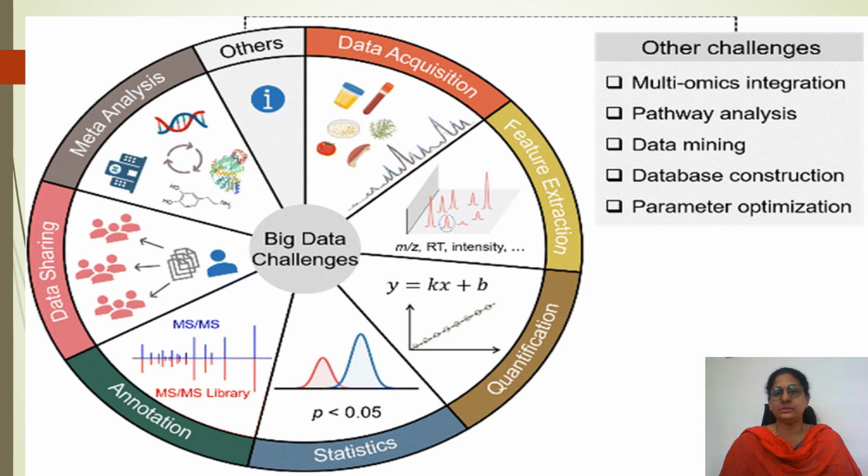And these are the challenges. I have been telling you about these challenges and disadvantages. Big data: how to manage this data. Multi-omics integration, pathway analysis, data mining, database construction, and parameter optimization are a few challenges in metabolomic analysis. This picture shows the role of each part: data acquisition, feature extraction, quantification, statistics, annotation, and data sharing and meta-analysis, and others. Depending upon the nature of the study, sometimes other tools can also be used. So these are the big data challenges.